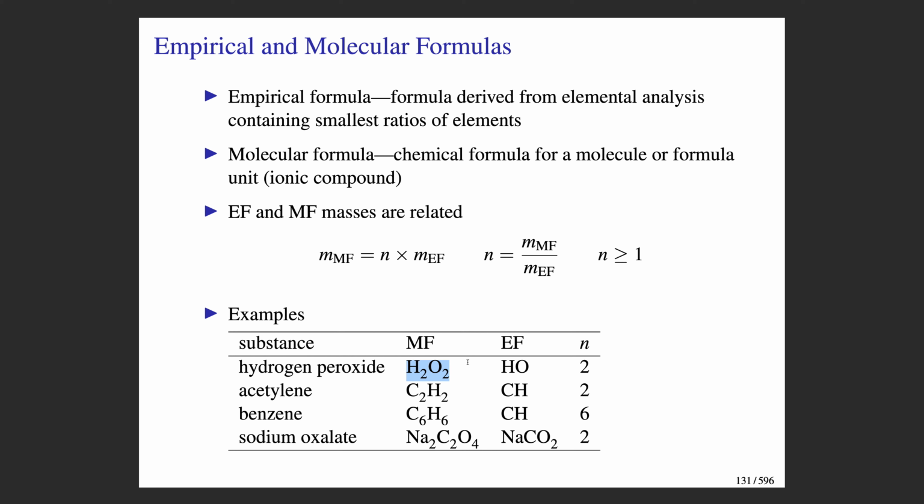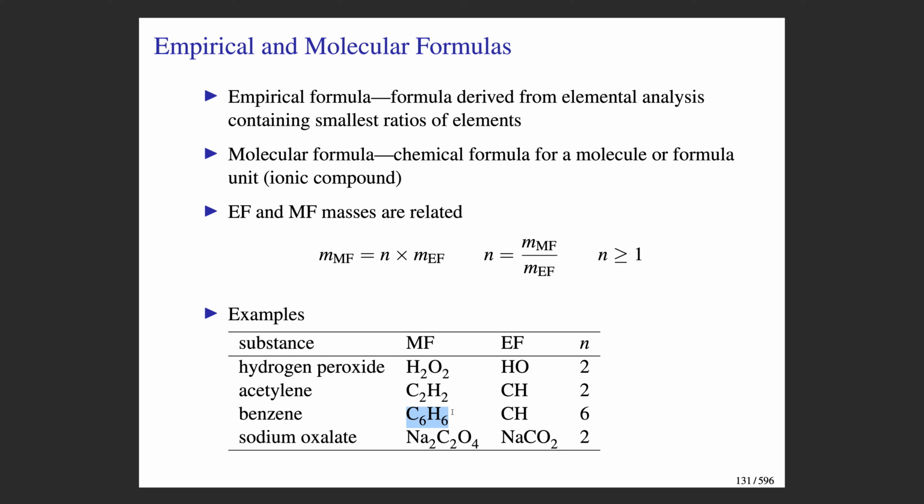The empirical formula, the one that you get from elemental analysis, is the lowest whole number ratio of the corresponding molecular formula. So you can reduce a 2-to-2 ratio down to a 1-to-1 ratio. This is the formula that you would get from your elemental analysis. The compound acetylene is similar. It's C2H2. The formula you would get from an elemental analysis of acetylene would be just CH.